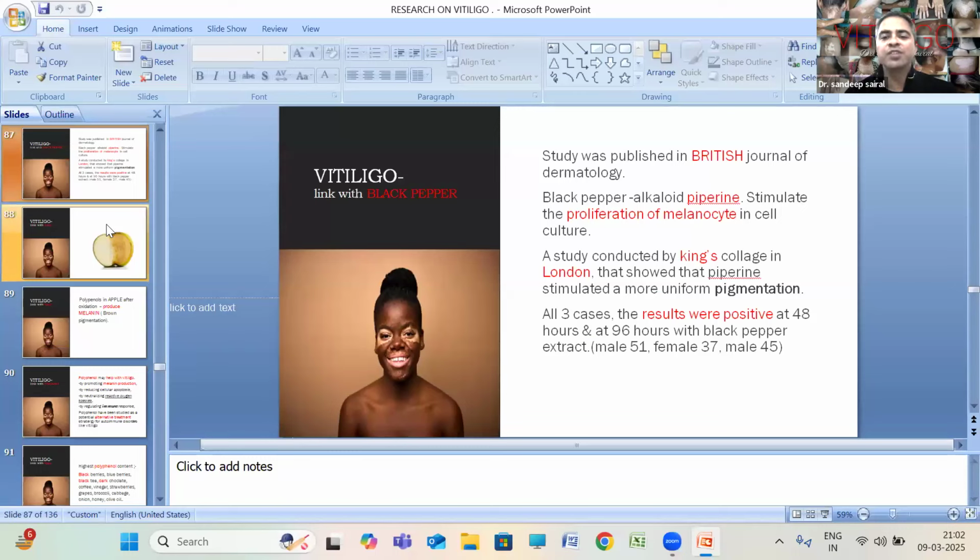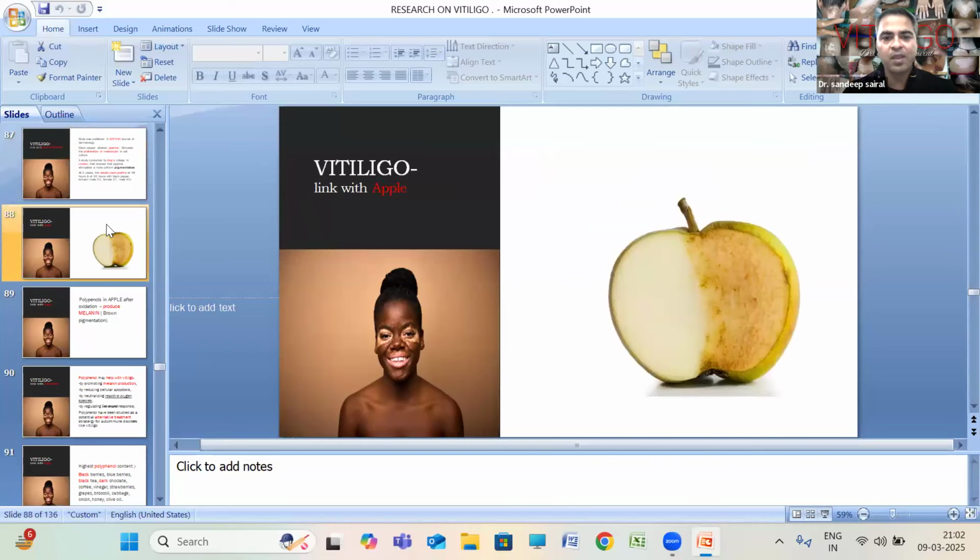A study was conducted at King's College in London. They say that piperine stimulates a uniform pigmentation. They provided a beautiful pigmentation. Three cases were there: two male patients, aged 51 and 45, and one female, aged 37. All showed results, and their pigmentation started very quickly, in 48 hours and 96 hours, because of this piperine or black pepper.